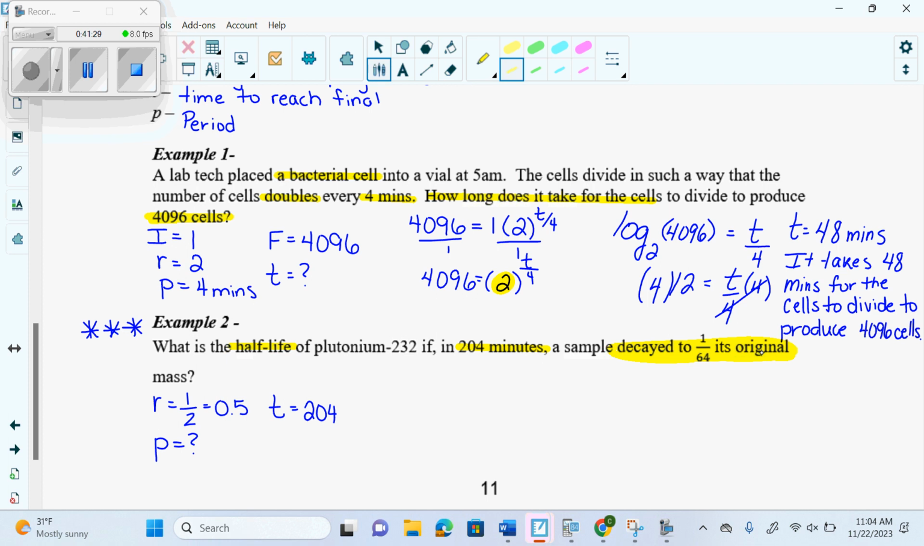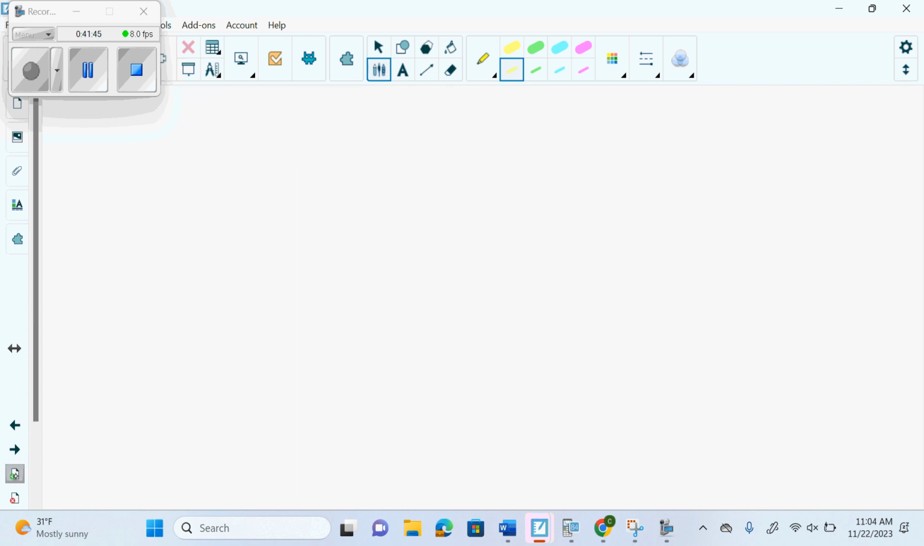So what would be the best original to pick if you have a choice? Because we can pick whatever original we want. 1. So if my initial is 1, my final is going to be 1/64. As a side note, pay attention. So if I picked my initial to be 100, my final would be 100/64.